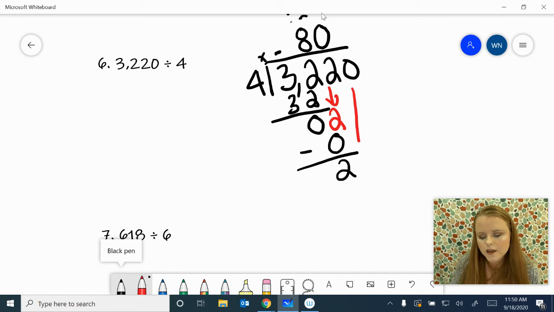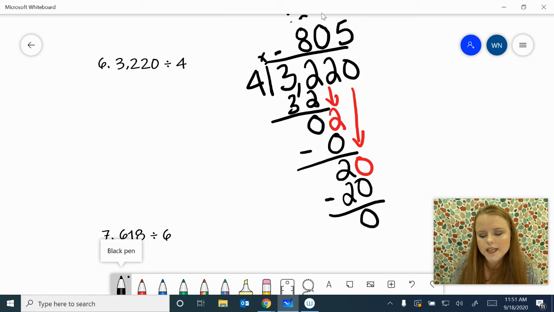And let's bring down that first 0. 20 divided by 4 is 5. Again, take a note that my 5 goes right above the number that I just brought down. That should help you keep your numbers in line as well. 5 times 4 is 20. 20 minus 20 is 0. So our answer is 805. I hope you got the right answer.